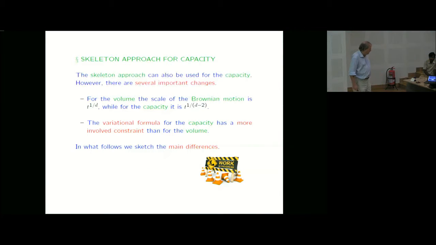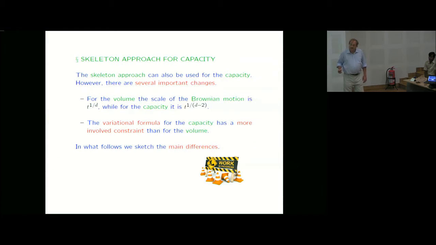Now, I have only 8 minutes left, and I'm not pretending that I can do a lot for the capacity, but I just want to give a few hints of what is really different when you go and try to do this for capacity. We're going to follow the same approach, the same 6 major steps, but I'm going to just go through them very quickly and say, here it's the same and here it's different. And this is work in progress, so we're still struggling with making this work.